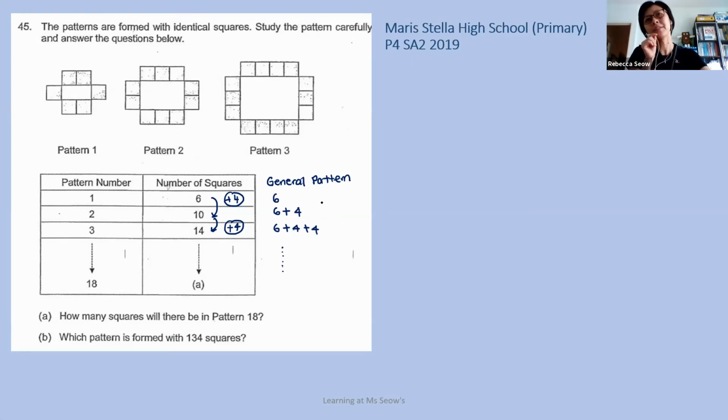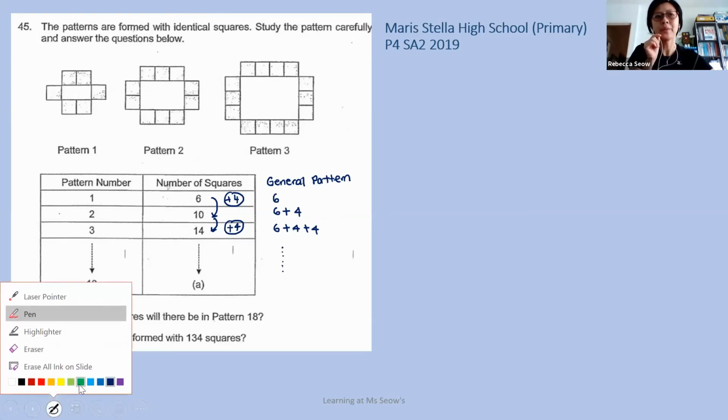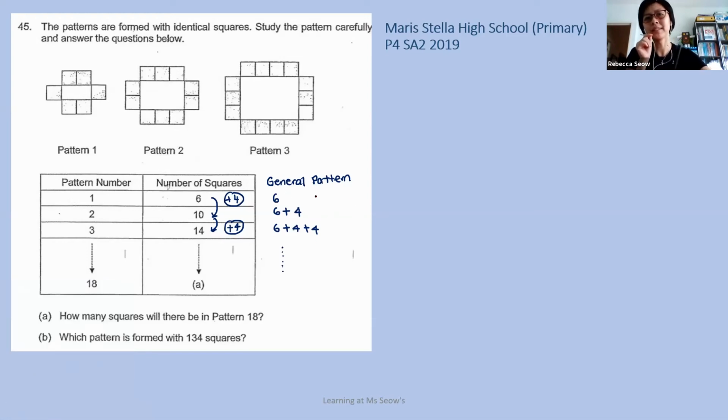Now, from this general pattern, we can derive something from it. We realize that from all the patterns that we've come up with, it is 6 plus a certain multiple of 4, right? Because you realize that there's this number of multiples of 4 that is added to the original 6 that you have in pattern 1. So we could possibly write this as 6 adding on to the 0th multiple of 4.